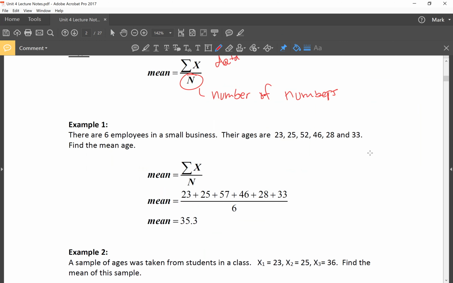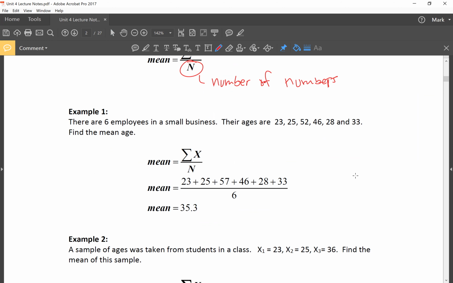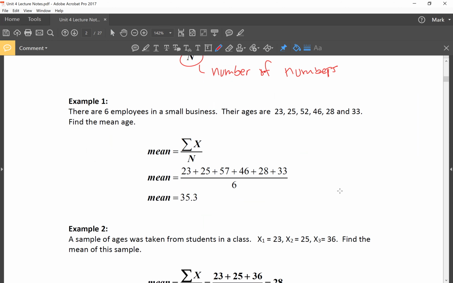Okay, so example number 1. We have 6 employees in a small business. Their ages are 23, 25, 52, 46, 28, and 33. What would be the mean or average age? So this is pretty straightforward. We add up all of their ages, so we take the sum of all of their ages, and then we divide it by the number of people, the number of numbers in the data set. I know it says 6 employees here, but if it didn't say that, you could count the numbers. So 1, 2, 3, 4, 5, 6. So we add up all those numbers, divide by 6.